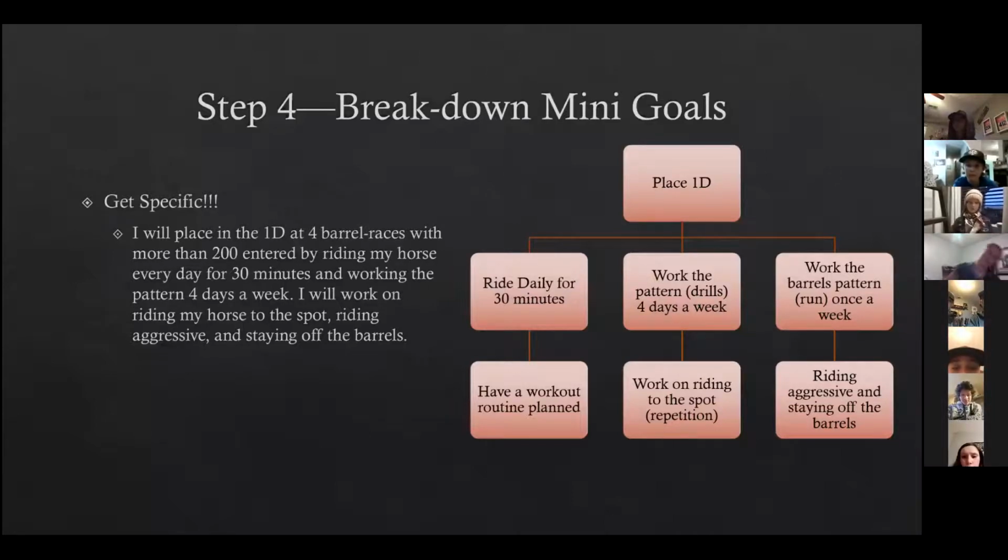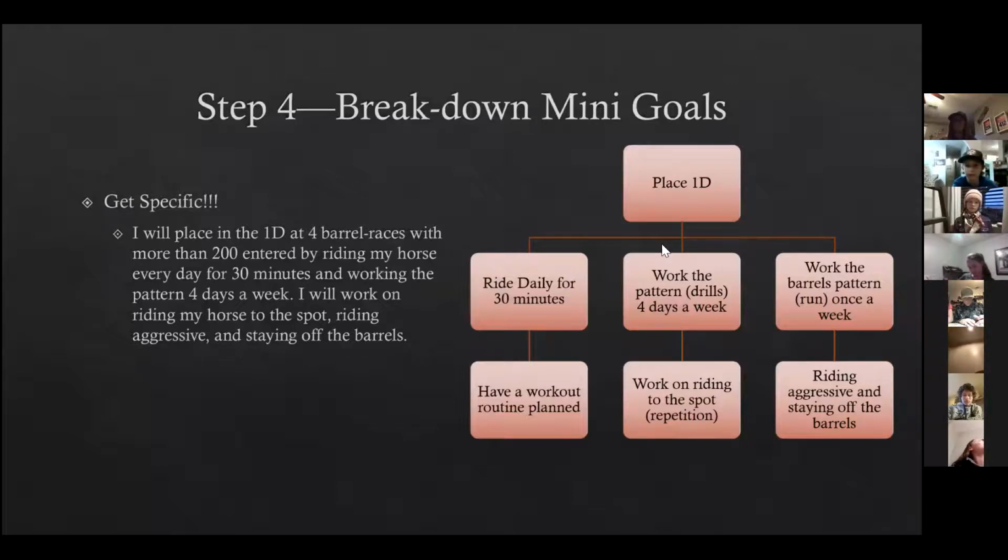And then you break up those 3 mini goals even more. So with your 30 minutes of riding, you're going to have a planned routine of what you want to work your horse on, whether that be walking the whole time, trotting the whole time, loping, a mixture of walk, trot, lope, going back and forth on the fence, turns, rollbacks, whatever you want to do there.